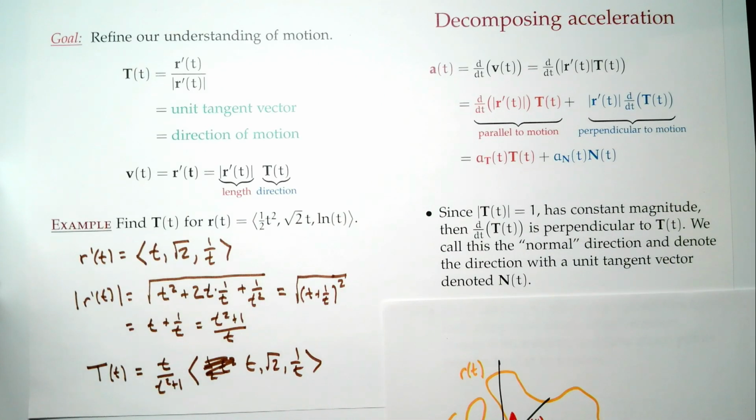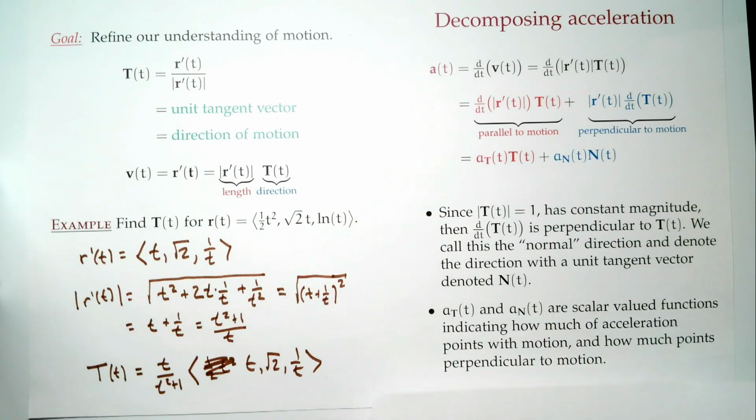Since it's perpendicular to motion, there's some vector in that direction. We call it the normal vector. That seems a reasonable thing to call it. So that's where the n comes from. The second comment is what we've already said out loud: these a sub t and a sub n are how much goes with the direction of motion, and how much goes perpendicular to the motion. All right, any questions about where we're going?